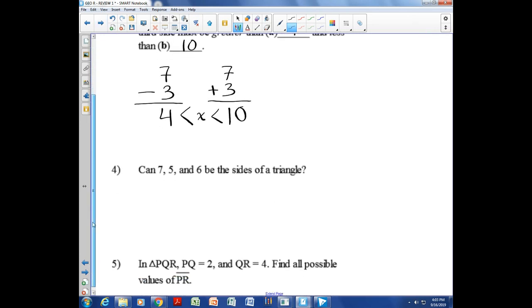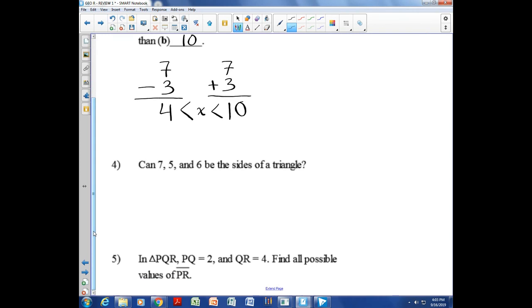Question 4 is a very common Regents question. It's saying, can 7, 5, and 6 be the sides of a triangle? The Regents question would probably say, justify your work. Well, in this case, I like to take the 2 smaller sides. So I'm going to take 5 and 6. I'm going to put 6 over 5 twice. And on the left side, I'm going to do the difference, which is 1. And on the right side, I'm going to do the sum, which is 11.